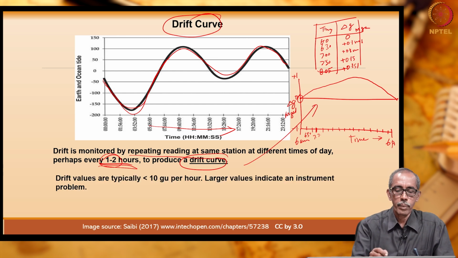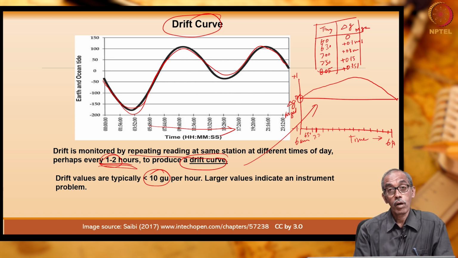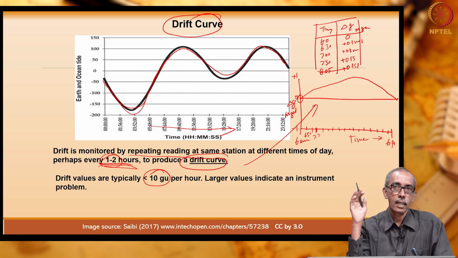Drift values are typically less than 10 gravity units per hour. If you get beyond this, there is no point in continuing your work because there is some problem with the instrument. Normally every hour the gravity value can change only up to about 5 gravity units or 3 gravity units, then it is fine. Most of the drift is due to the external effects, not due to the error in the instrument.